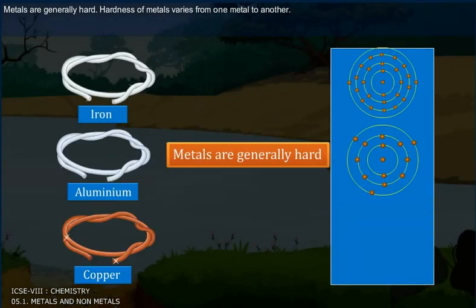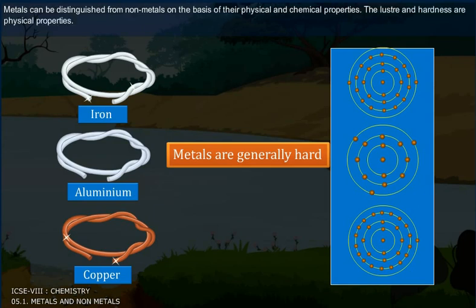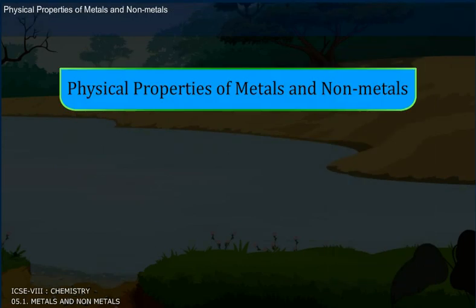Metals are generally hard. Hardness of metals varies from one metal to another. Metals can be distinguished from non-metals on the basis of their physical and chemical properties. The luster and hardness are physical properties. Physical properties of metals and non-metals.